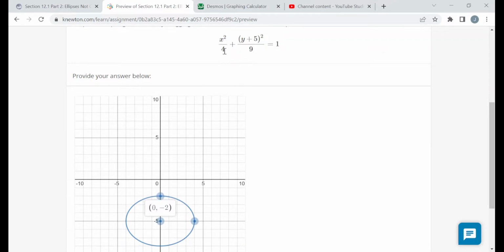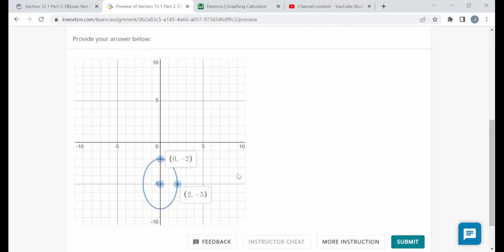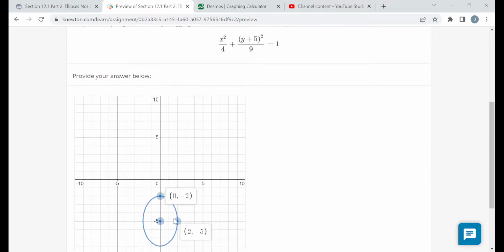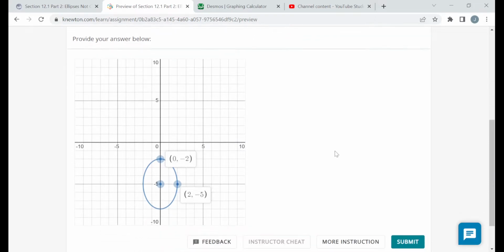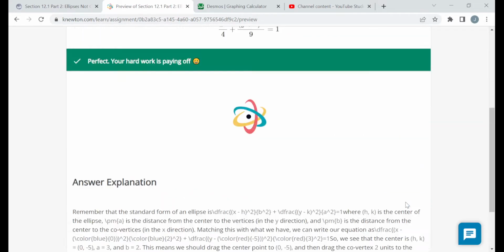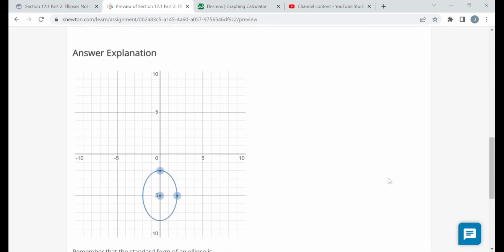Under the x term, there's a 4, which is 2 squared. So from the center, I go to the right 2 units. So this point needs to be here, and 2, -5 would also be a solution to this equation. That's a co-vertex. And then just double check, when you plot the points, make sure that the points that are actually on the ellipse actually satisfy the equation, and they should. Great. I should have just one more of those based on my progress.